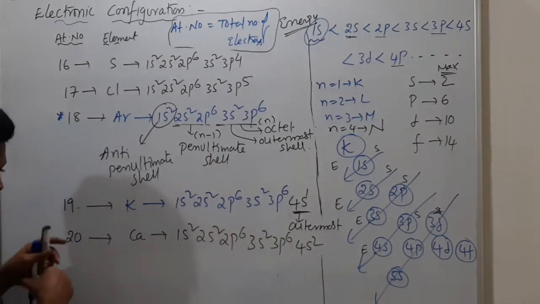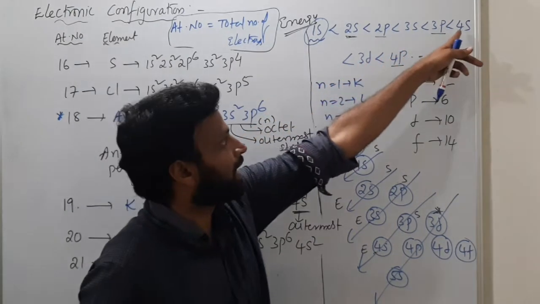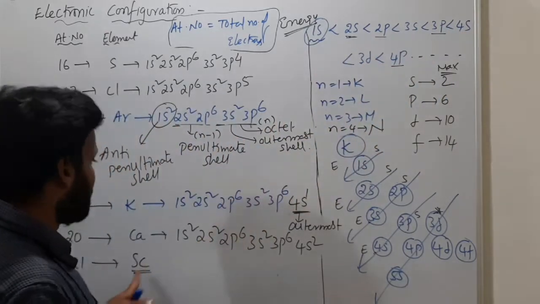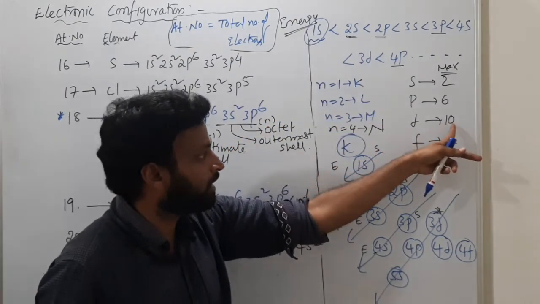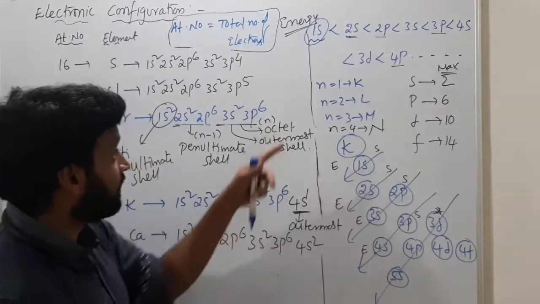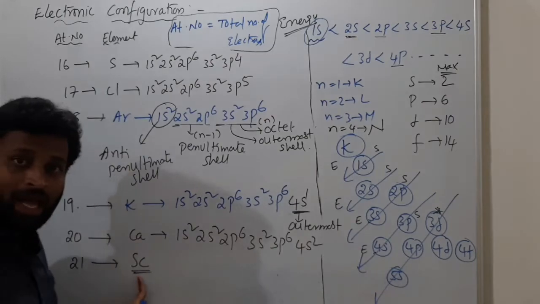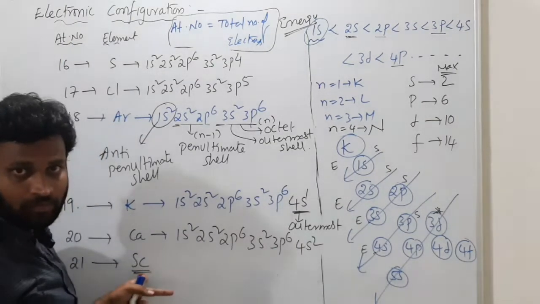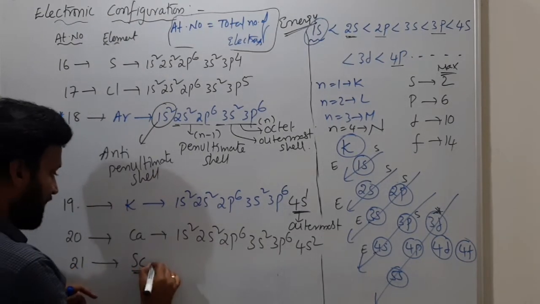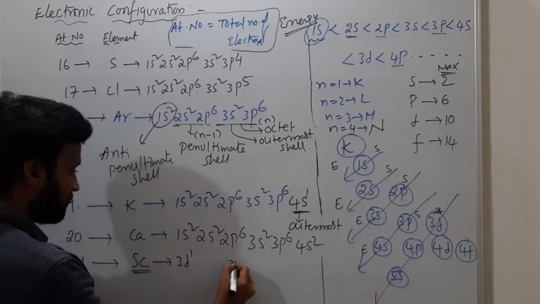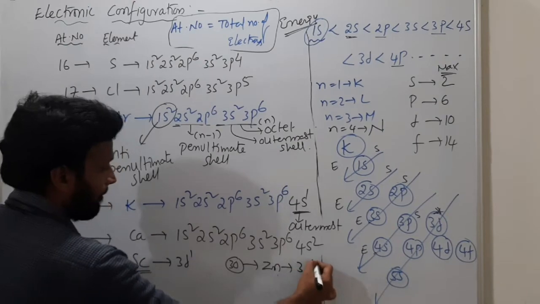Next, the 21st element is scandium. Up to calcium, 4s was filled, so from scandium 3d will fill. D can have a maximum of how many electrons? 10 electrons. So you can fill electrons in the 3d subshell for 10 elements, starting from scandium and ending with zinc. So 3d1 to 3d10 we can fill. From scandium means 3d1, and the last, the 30th element, zinc, will have 3d10.